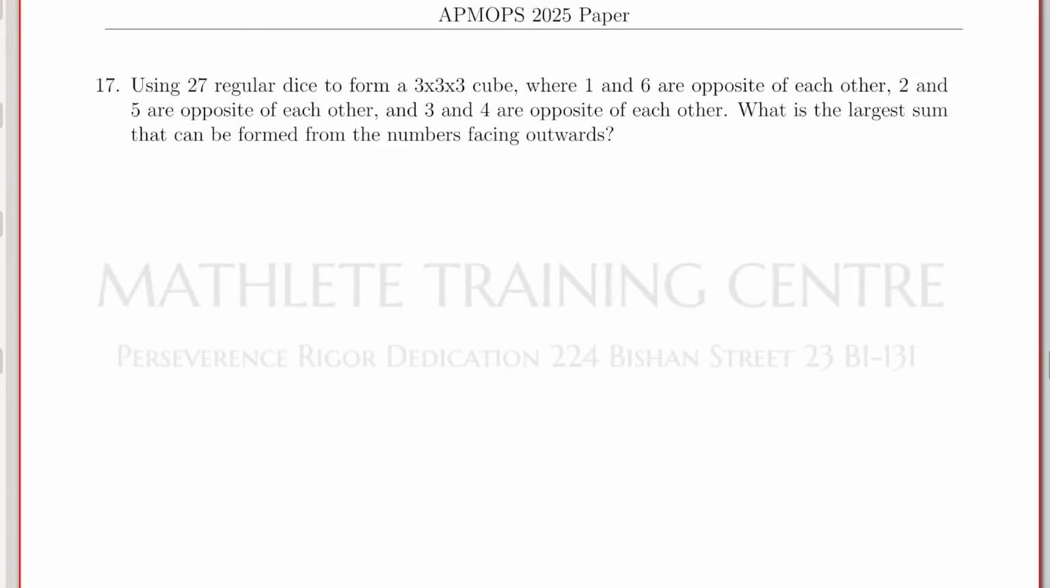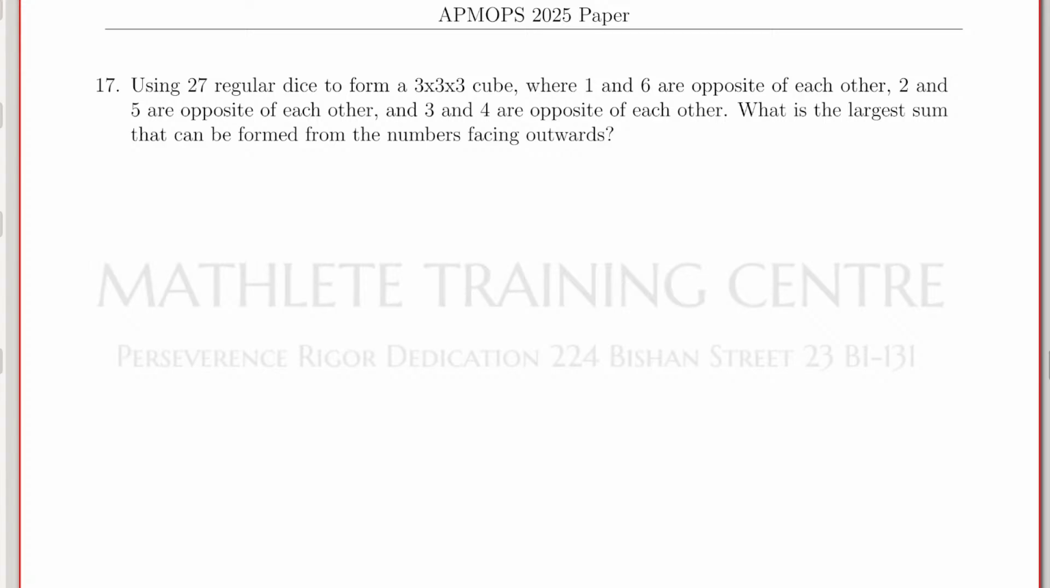Question number 17 says, using these 27 regular dice to form a 3 by 3 by 3 cube, 1 6 opposite, 2 5 opposite, and 3 4 opposite, what's the largest sum of the numbers that can be faced outwards? Now, if any of you did the RMO paper, you realize, hey, wait a minute, this question feels a little bit similar, right? But in that paper, it is not 1 6, 2 5 and 3 4. In the paper, it's something else, where 1 and 2 are opposite, 3 and 4 opposite, and 5 and 6 are opposite.